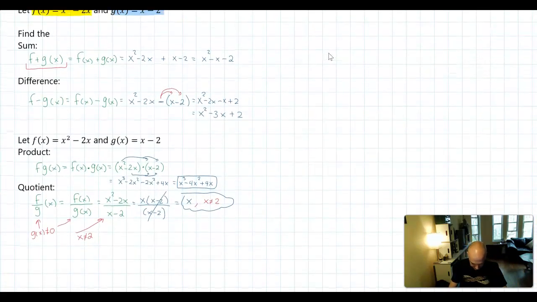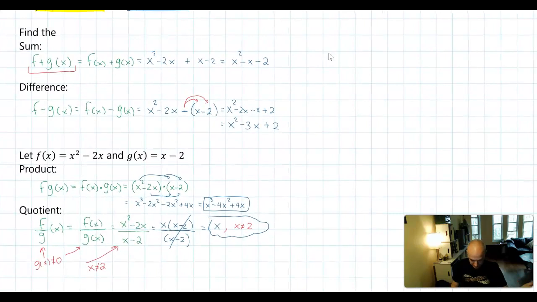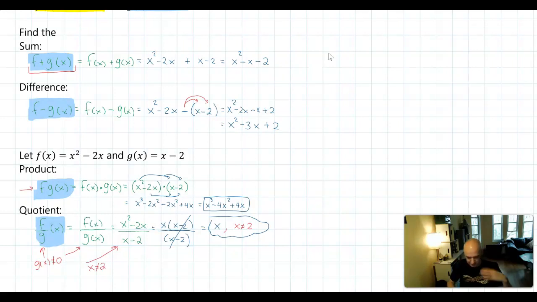So sum, difference, product, and quotient are not so bad. It's just common everyday algebra. The things to be mindful of are the actual notation, and what you're asked to do with that notation: f plus g, f minus g, fg, and f over g. It's especially this fg that can be confusing to people because it doesn't look like there's an operation in there. So remember, when you see that fg, it's talking about multiplication of the two functions.